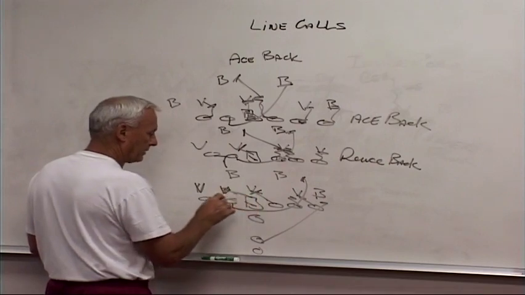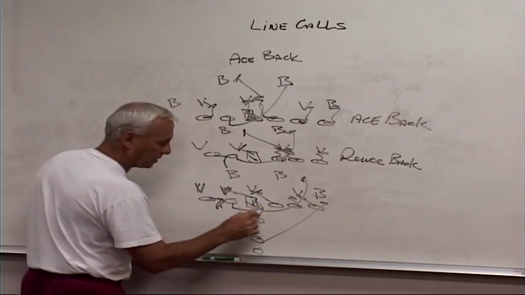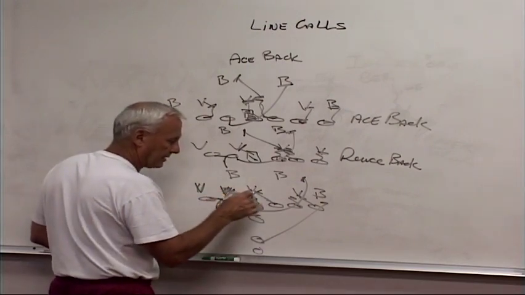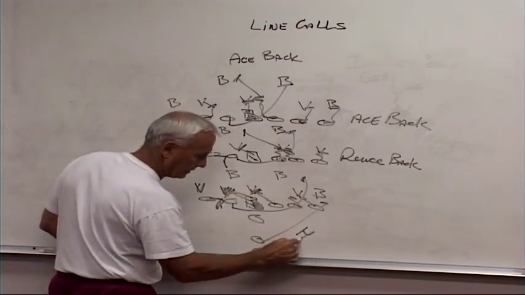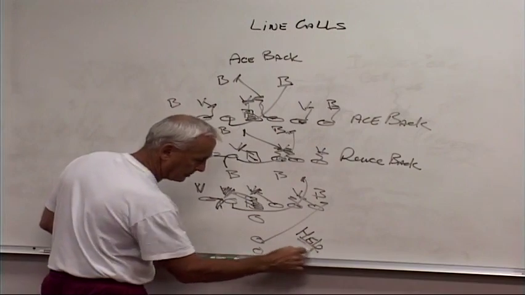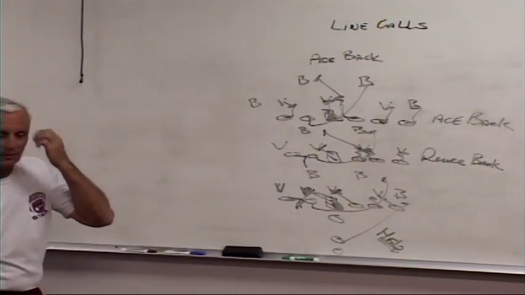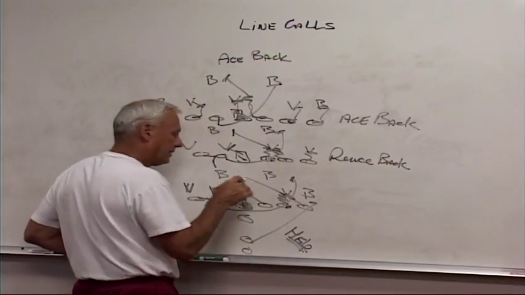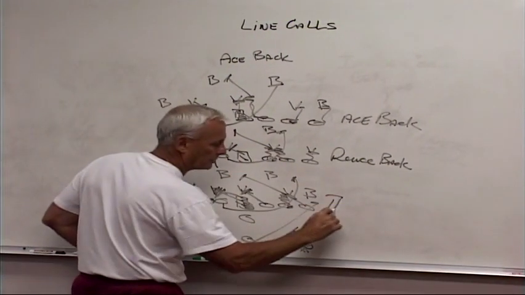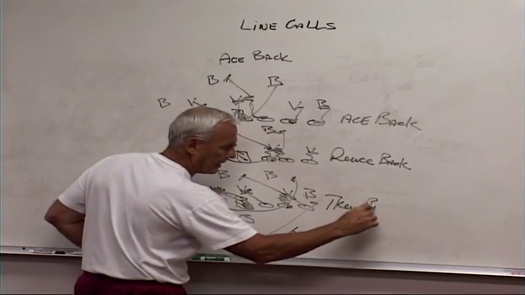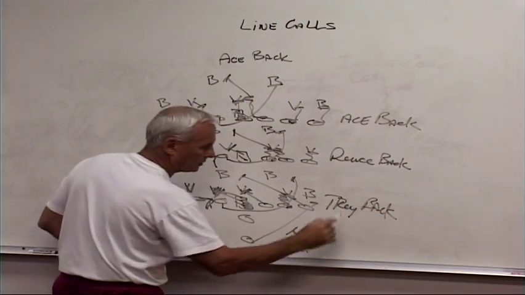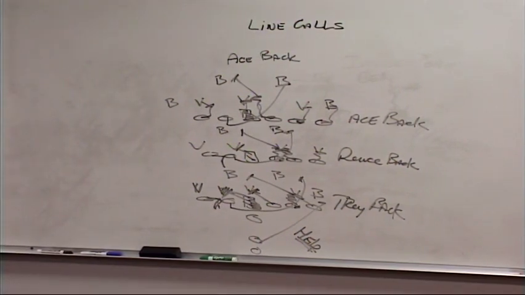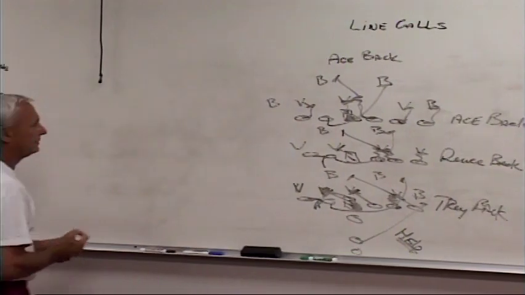Block back, block back. Anytime the center blocks back here, and he's covered, and he needs that guard's help, he makes a help call. That's called a help call. Center says help. But anyway, these two guys are traying now. They're traying to the backside linebacker, so we call that tray back. All right. So you got ace back, deuce back, tray back on the gap schemes, on the gap scheme game.